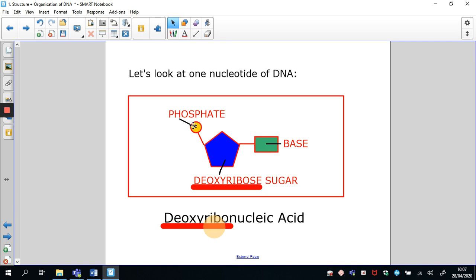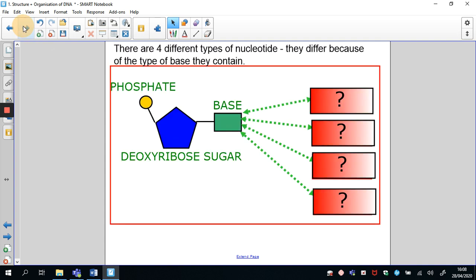Coming off the side of the sugar, we've got a phosphate, usually drawn as a circle, and then coming off the other side of the sugar, we've got a base. Now, you already know a little bit about bases from National 5, but you didn't need to know all the specific names of the parts. So remember, this is one nucleotide. Okay, now, the phosphate is always just a phosphate, the deoxyribose sugar is always a deoxyribose sugar, but the base could be one of 4 different types.